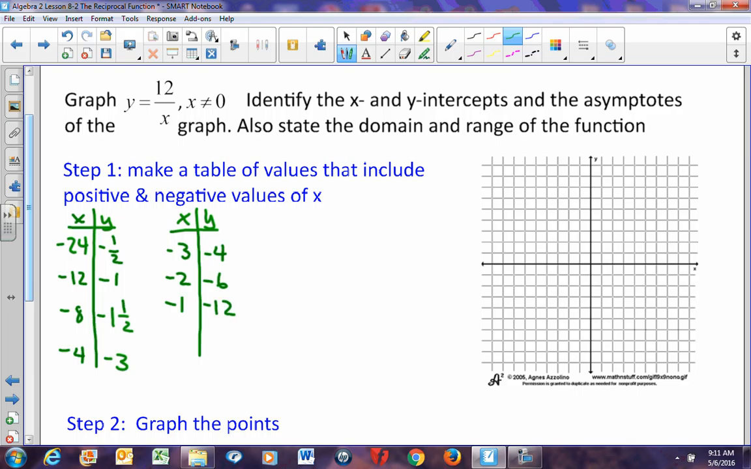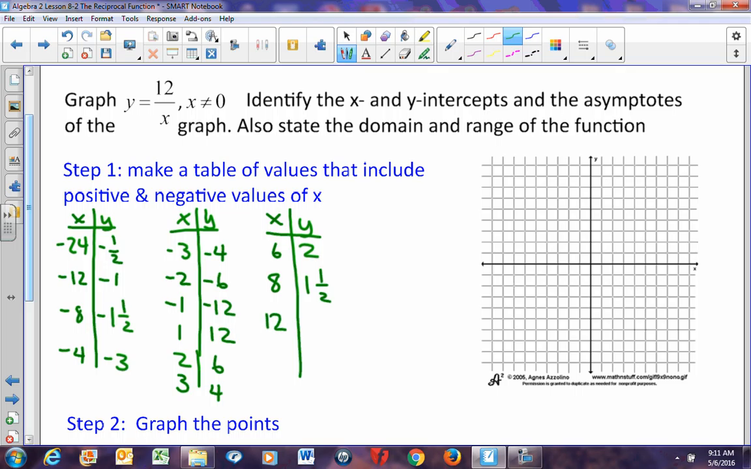I can't divide by 0, so now I'm going to start going up. If I do 12 divided by 1, I get 12. 12 divided by 2, I get 6. 12 divided by 3 is going to give me 4. 12 divided by 6 is going to give me 2. 12 divided by 8 is going to give me 1.5. And 12 divided by 12 is going to give me 1. I'm not going to go further because my graph's not going to either. So I have my points.